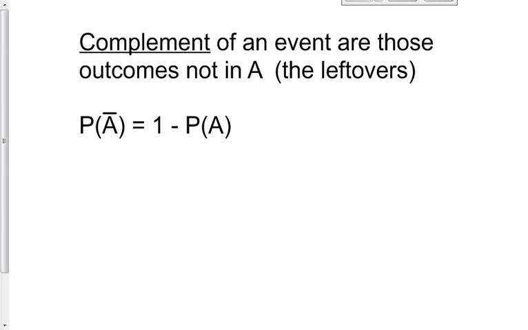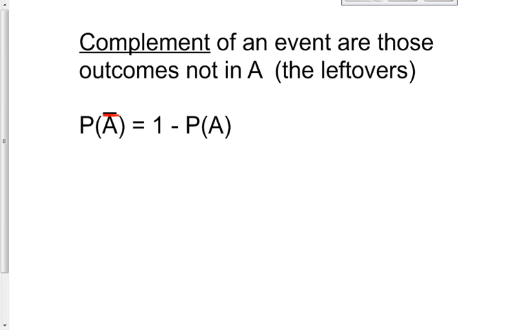Now the last thing that's in this particular section talks about something called a complement. So here's one more definition and another formula for you to put in your notes and on your cheat sheet. Complement of an event are those outcomes not in A. I'll typically refer to them as the leftovers. The notation that we use for complement looks like this. Probability of A, but the A has a bar over the top. But when you read it, don't say A with a bar over the top. Read it as the word, the complement of A is equal to 1 minus the probability of A.